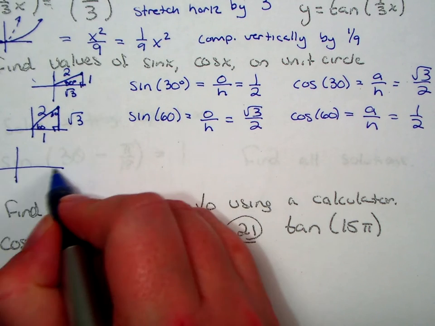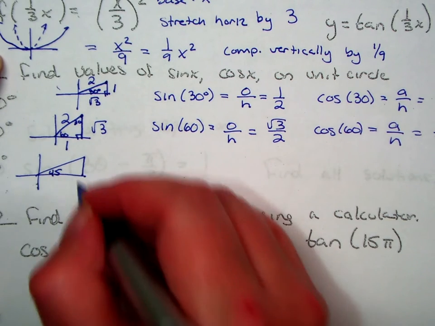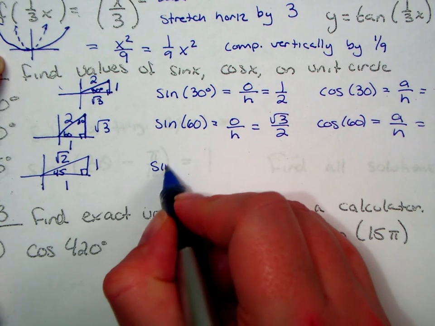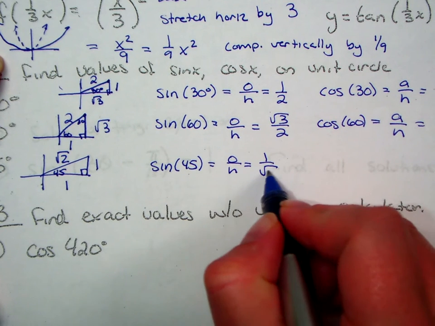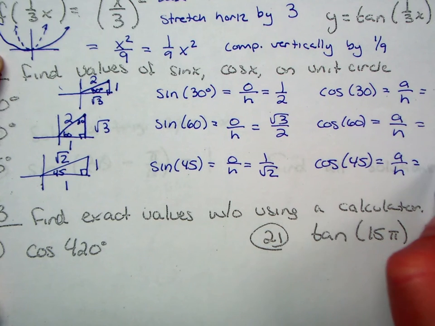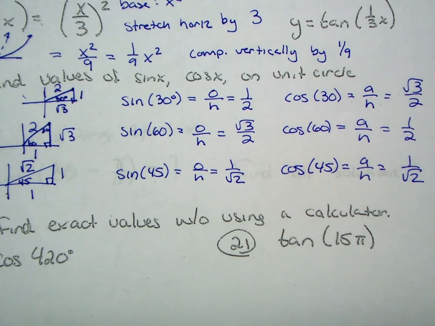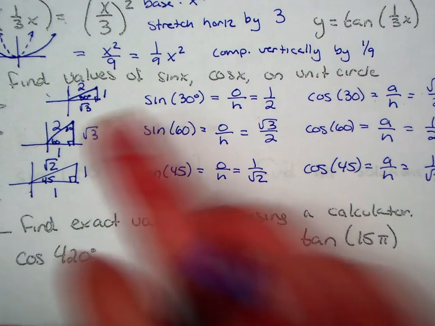Now 45 is a different special triangle, because we have 45, 45, 90. Remember the sides are 1, 1, and rad 2. So sine of 45, the opposite over the hypotenuse, would be 1 over rad 2. Cosine of 45 is adjacent over hypotenuse, which is also 1 over rad 2. So make sure you can remember those special angles in quadrant 1, because if you can, you can apply them to quadrants 2, 3, and 4 really easily.